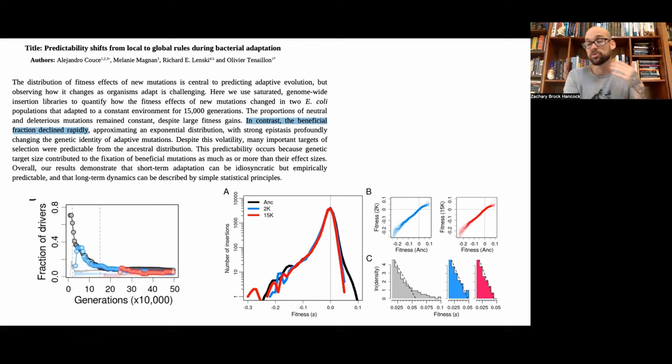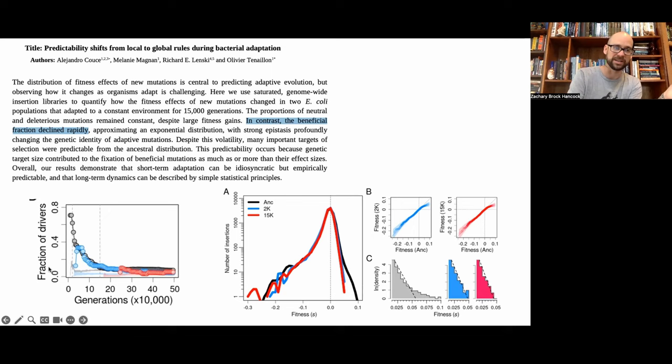So notice initially, as that population is first evolving to the novel medium, it has a much higher proportion of beneficial mutations. But by 15,000 generations, that proportion has halved. And so not only are there fewer, but they are of smaller effect. Right, and that's showing here. So this is the broader ancestral distribution, which you can get all the way to effect sizes of like 10% fitness increase. But by the time you're at the 15,000 generations, most are smaller than 5%.